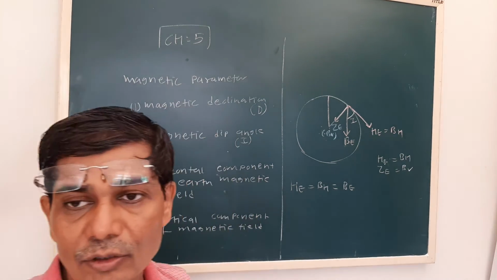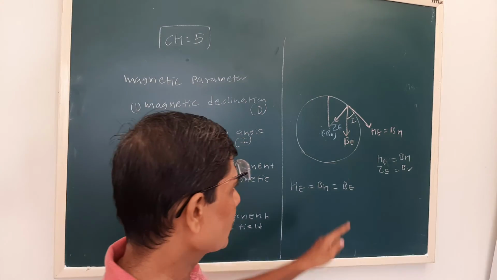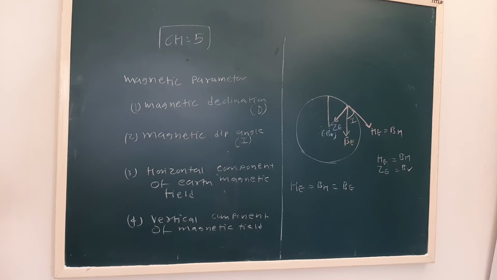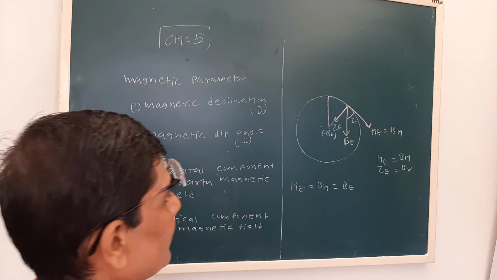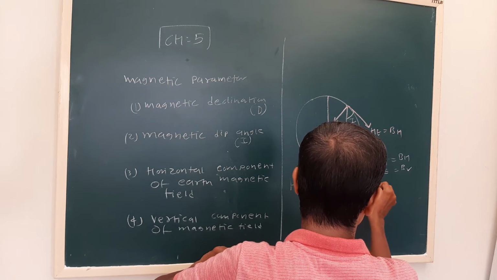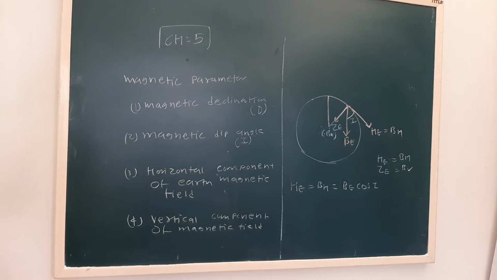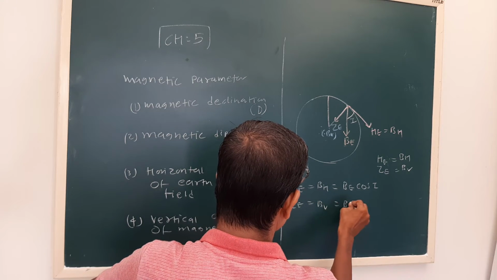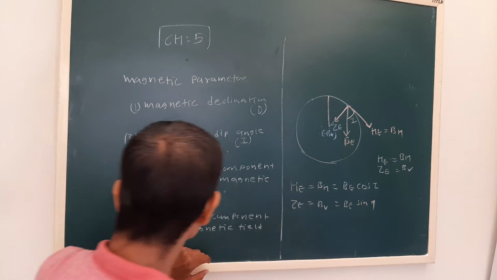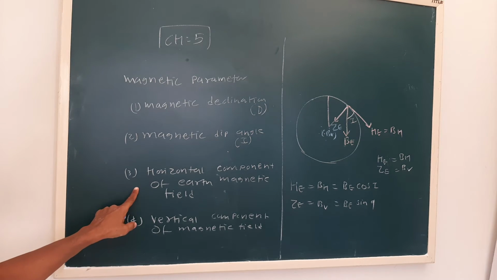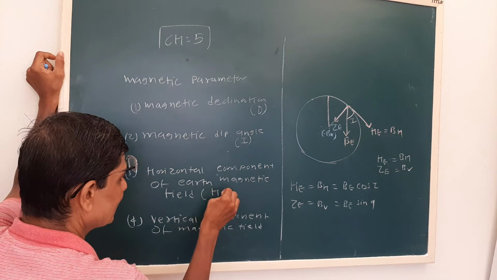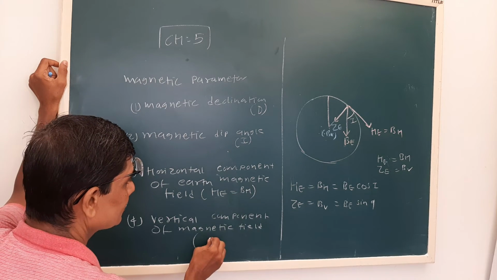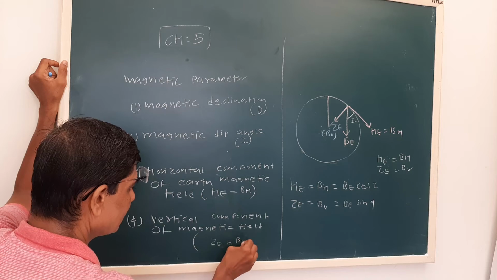Now we studied the component of a vector. The component of a vector in any direction is the product of the magnitude of the vector and the cosine of the angle. So it will be BE cos I, which represents the horizontal component, and ZE or BV is equal to BE sin I. This horizontal component of the Earth's magnetic field is denoted as HE, or in some books BH, and the vertical one is ZE or BV.